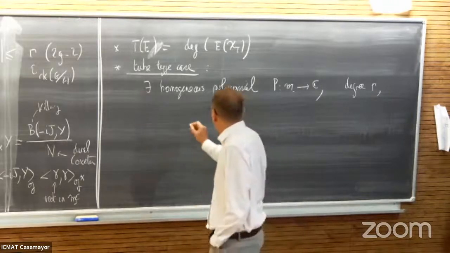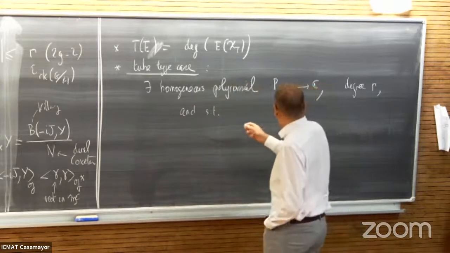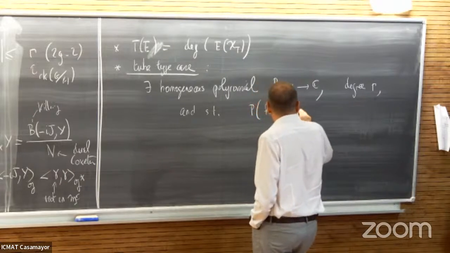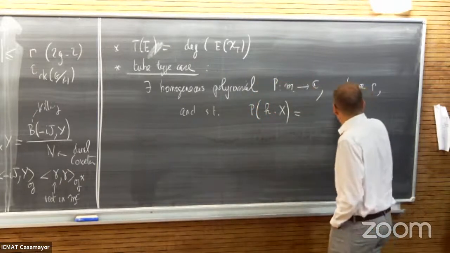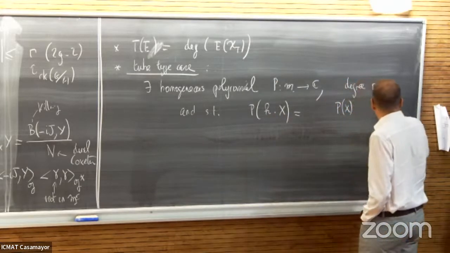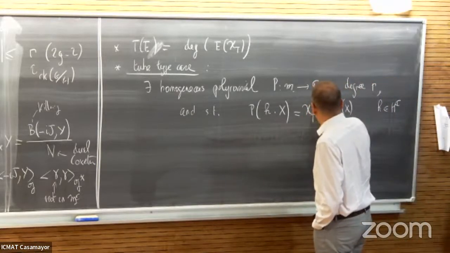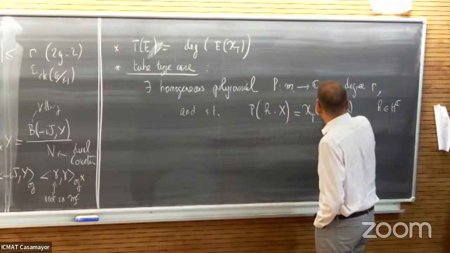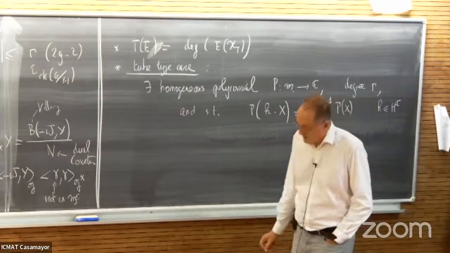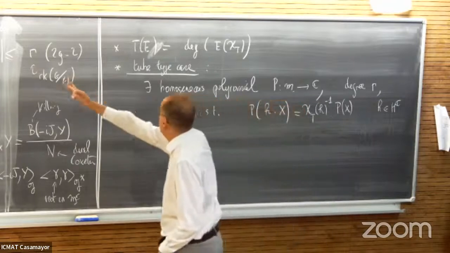And which is equivariant with respect to the action of H. So P of hx is related to P of x, but there is a factor which is the character. Okay. And then there is an obvious case of this inequality.